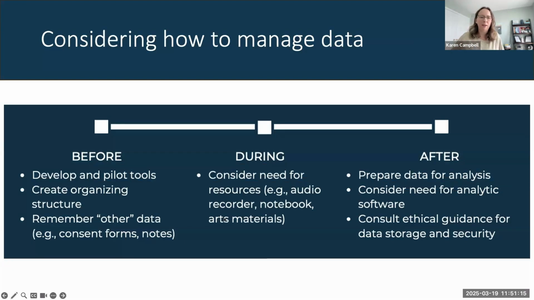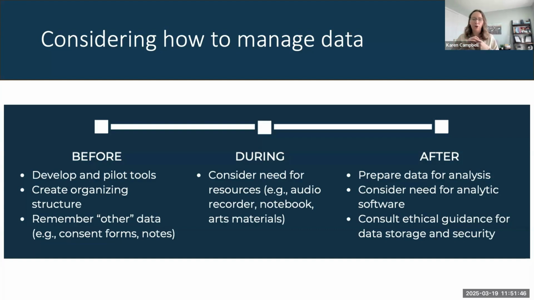So again, thinking about it across this spectrum, even before you do it, and remembering things even like consent forms and notes, that this is all part of the data. During whenever you're doing it, also make sure that you have things like an audio recorder, a notebook, a backup audio recorder. Always take two, because if you don't take two, the one will die. It's just Murphy's Law, and it's going to happen.